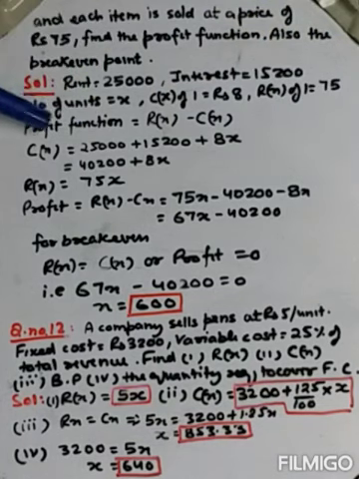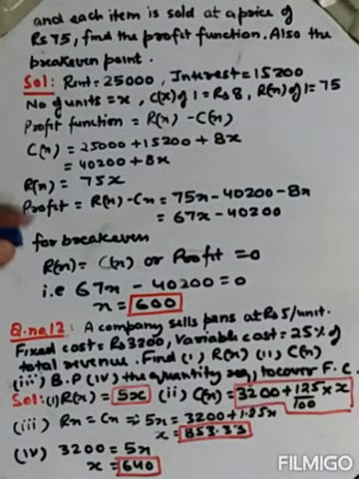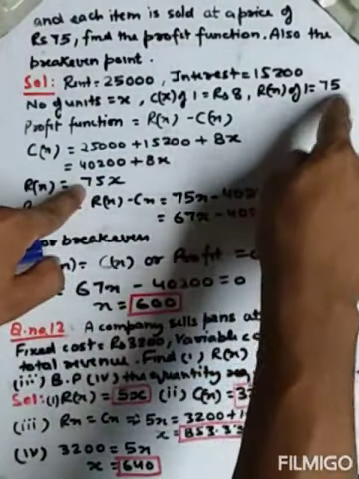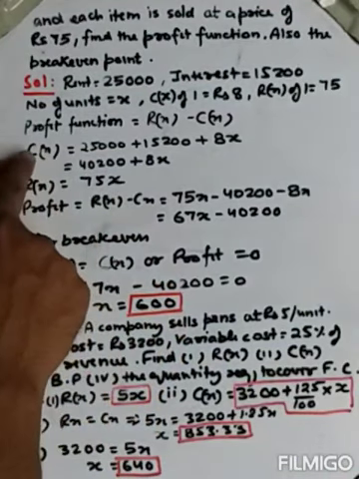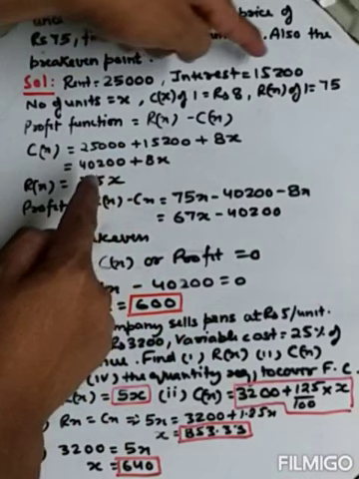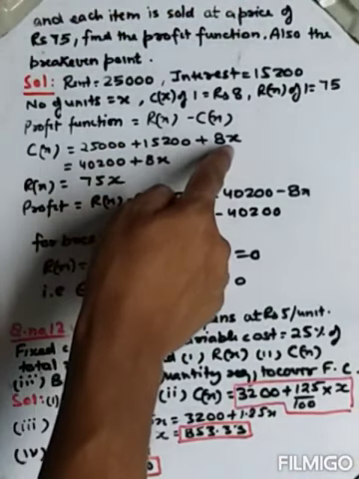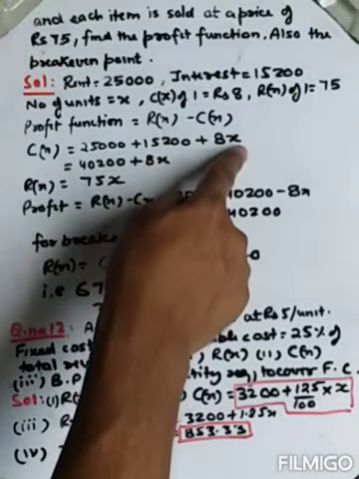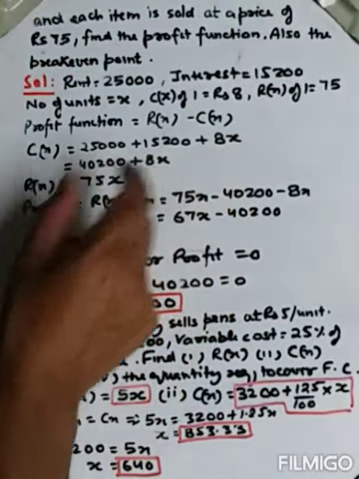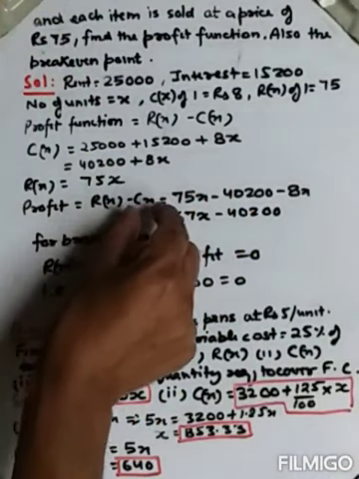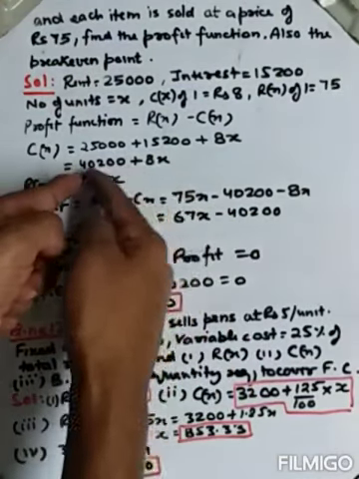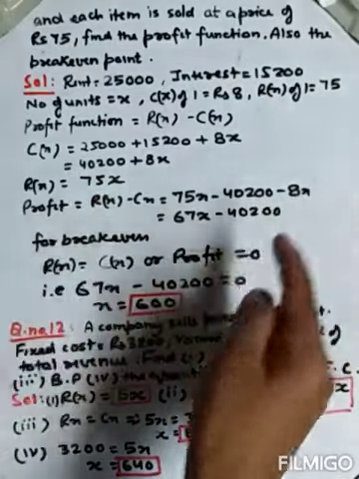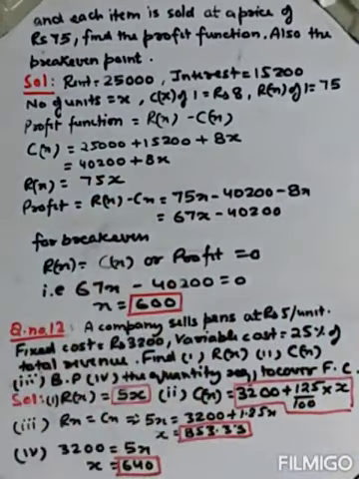Find the profit. How to find the profit? Profit is equal to revenue minus cost function. So take out revenue. SP of 1 is 75, so 75 into the number of articles. 75x is the revenue function. How to find the cost function? Basic price, rent plus interest plus CP of 1 is rupees 8 into number of articles. This is the total CP. So for profit, revenue minus cost. So revenue 75x minus cost function 40,200 minus 8x. This is the profit.